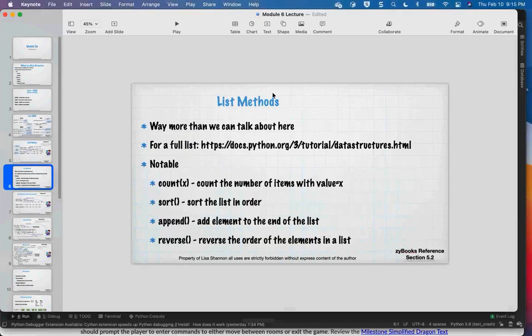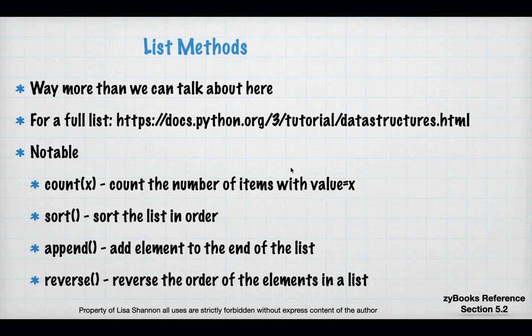So, list methods. There are a huge number of methods. Again, you want to go out and look at the data structures page. There's too many to even begin to talk about. Some of the things you're going to need: you're going to need count. You will need that tonight or in the labs. You're going to want sort. You're also going to need append. And at least for the challenge, you're going to need reverse. Sorry, that reference number is wrong. I'll change it. So those are just a few things.